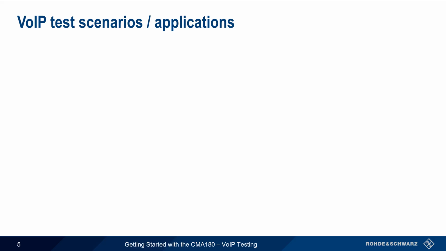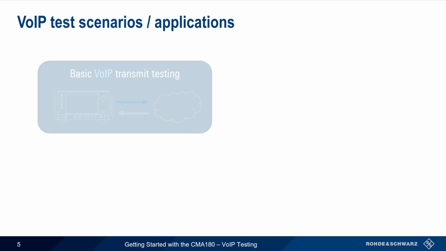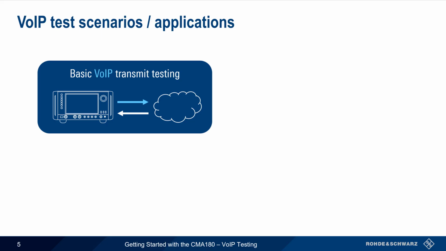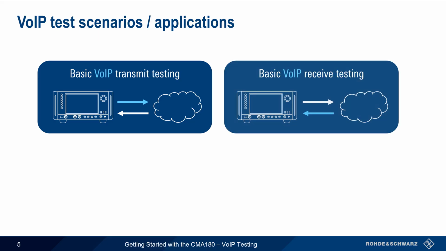There are two basic VoIP testing scenarios. In the transmit scenario, the CMA180 generates VoIP packets and analyzes the audio demodulated from a received RF signal. In the receive scenario, the CMA180 generates an AF-modulated RF signal and then analyzes the audio in the received VoIP packets. In both scenarios, it's also possible to use an analog AF signal instead of an AF-modulated RF signal.